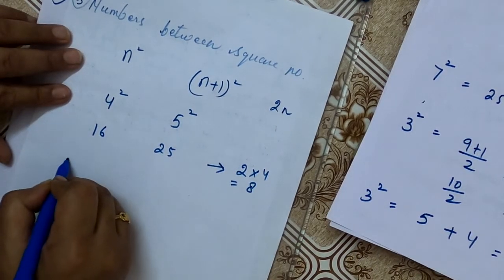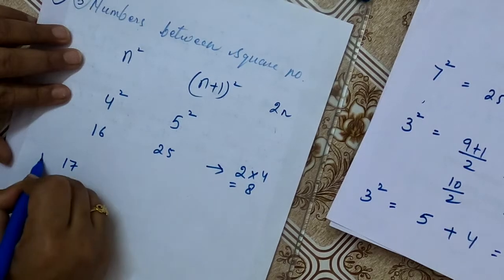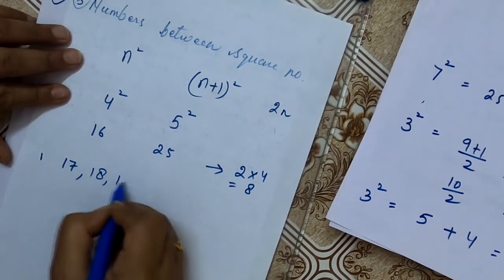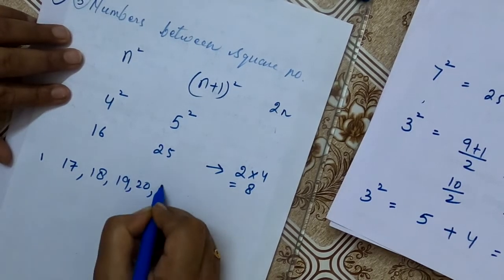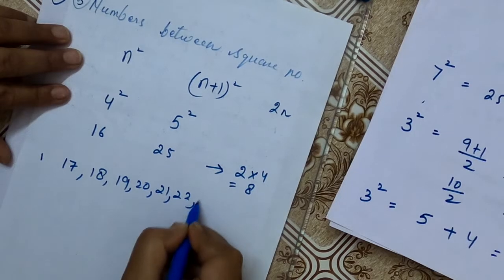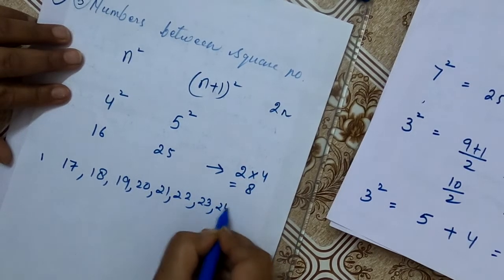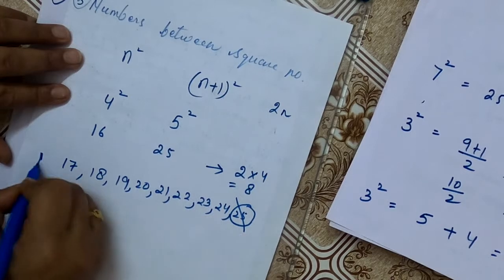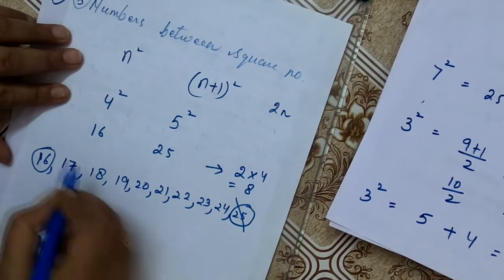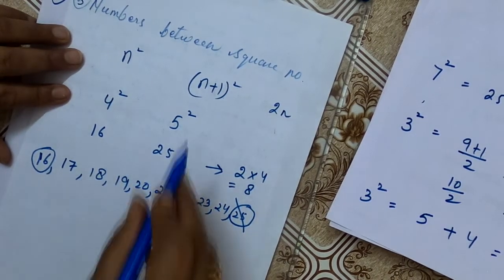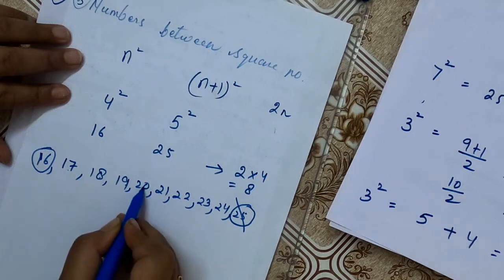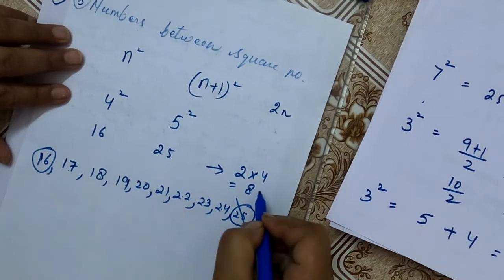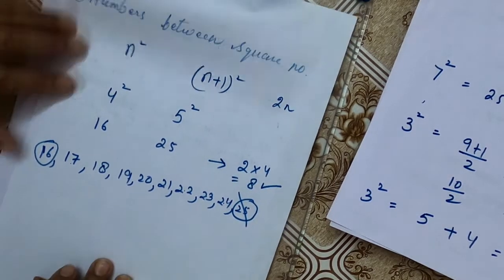We will get 17, 18, 19, 20, 21, 22, 23, 24 and 25. But you can't take 25. You can't take 16 either, because we are talking about the numbers between n square and (n plus 1) square. 1, 2, 3, 4, 5, 6, 7 and 8. We get 8 numbers. Clear?